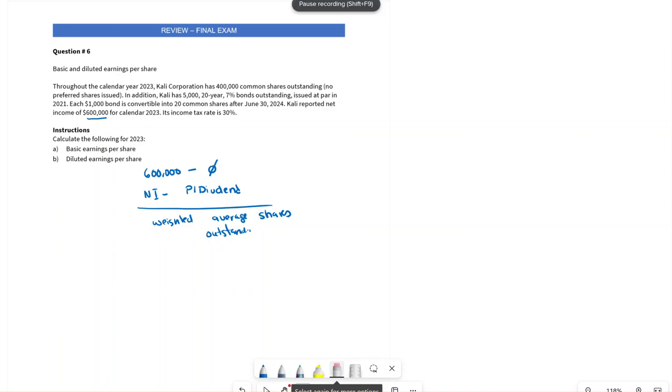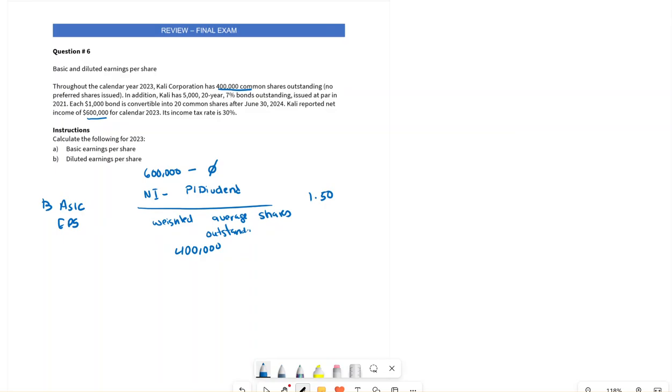So we have the number of shares outstanding. If they don't tell you when they were issued, then we take it that this was the weighted average shares outstanding. So we calculate basic earnings per share, which is $1.50.